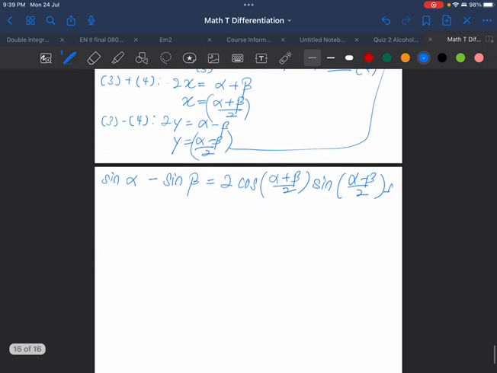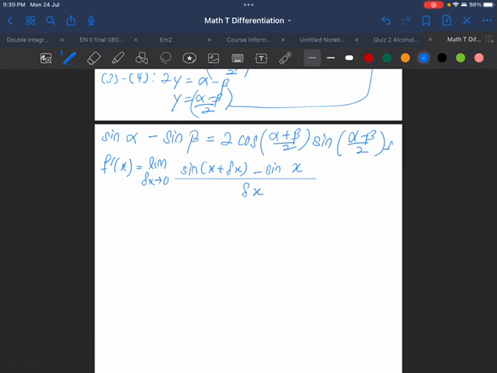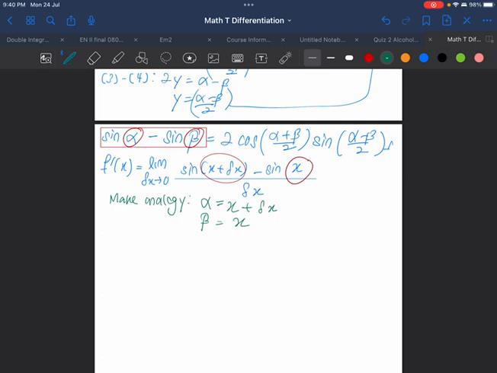So let's see. Now we have f prime x equals the limit as delta x approaches zero of sin(x plus delta x) minus sin x, over delta x. We can see actually here we have sin alpha minus sin beta, where alpha is a term, beta is a term, x plus delta x is a term, x is a term. So now we can make an analogy. We know that alpha is equal to x plus delta x, where beta is equivalent to x. Here is negative, here is negative, so both are the same thing. So by analogy, we can equate both sides.